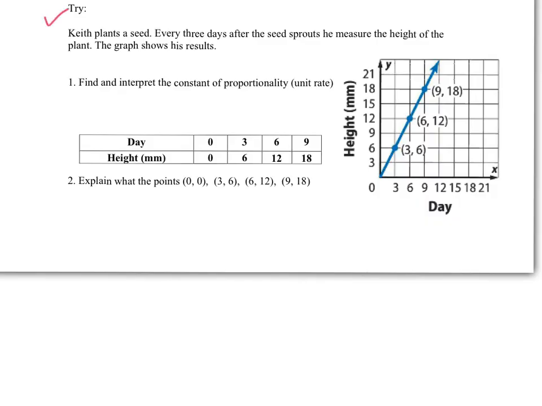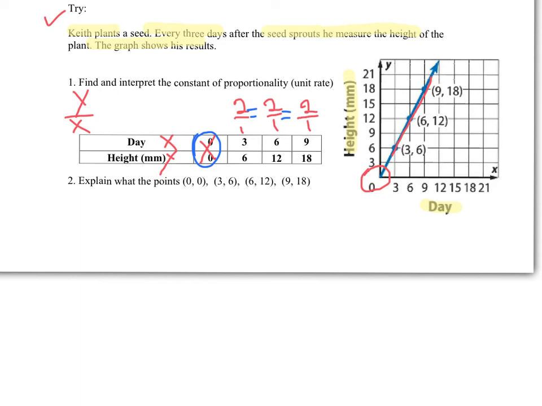I would like you to explain this one to me. In this problem, Keith is planting a seed, and every 3 days, he watches the seed sprout, and he measures the height, and he graphs the results. So he has two quantities, height on the y-axis and day on the x-axis. First, we see that it is a proportional relationship because it goes through (0, 0), and it's a straight line. And when we look at the unit rate, which is y over x, also known as the constant of proportionality, they are all equal at 2 millimeters of height for 1 day, and we don't use the (0, 0) because we can't divide by 0.